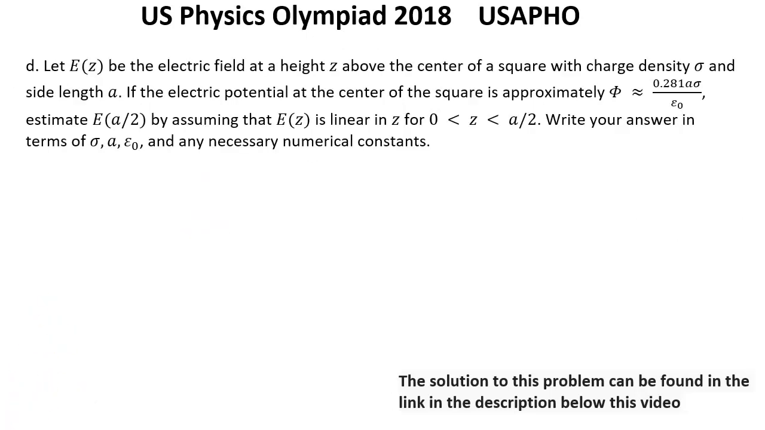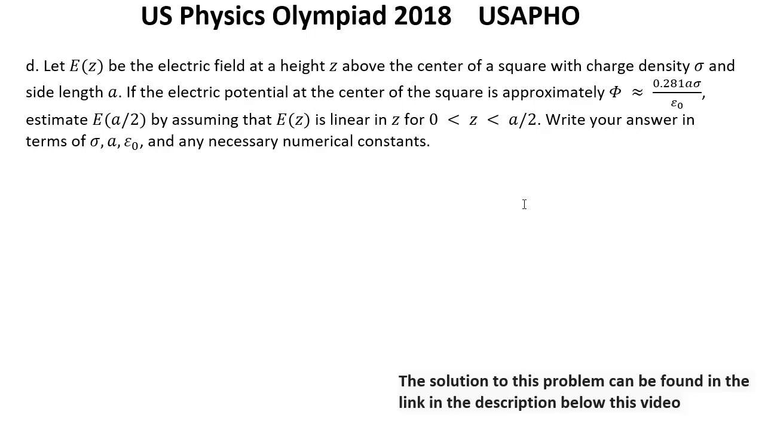Question D. Let E_z be the electric field at height z above the center of a square with charge density sigma and side length A, if the electric potential at the center of the square is approximately this expression. Estimate E at the point A over 2 by assuming that E_z is linear in z between 0 and A over 2. Write your answer in terms of sigma, A, epsilon 0 and any necessary numerical constants.